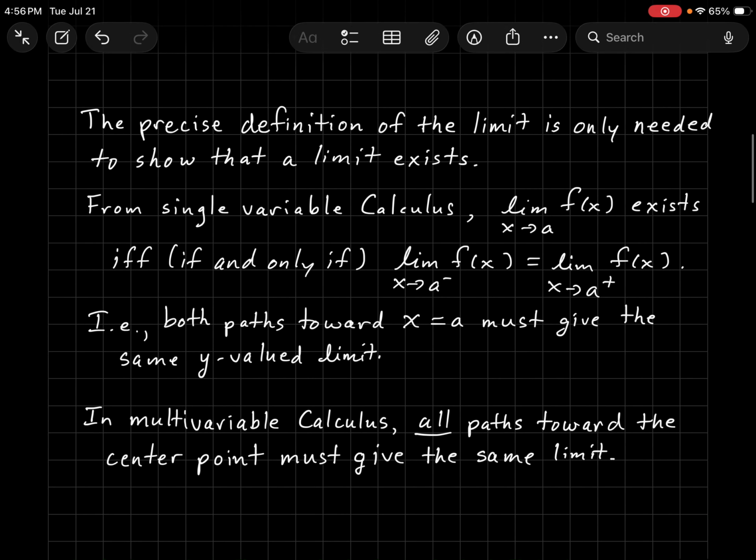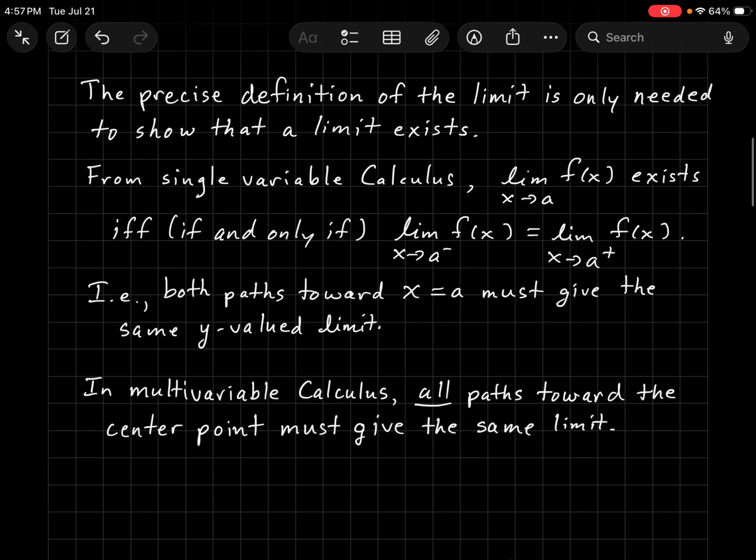the precise definition of the limit is only needed to show when a limit exists. If you recall from single variable calculus, the limit as x goes to a of f exists if and only if the limit from the left side equals the limit from the right side. That is, there are two paths we can go down towards x equals a, and y needs to be going towards the same value from both sides, or from both paths. In multivariable calculus, every single possible path towards a point must give the same limit.